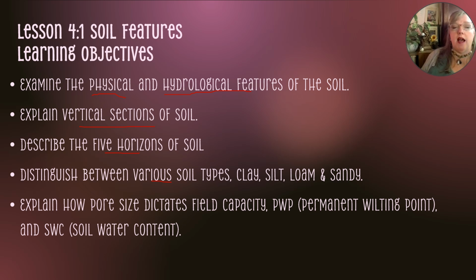And we're going to explain how pore size, meaning the holes in between the particles, is going to dictate field capacity, PWP, which is permanent wilting point, and SWC, soil water content. I have no idea why they use those abbreviations, but here we go. All right.